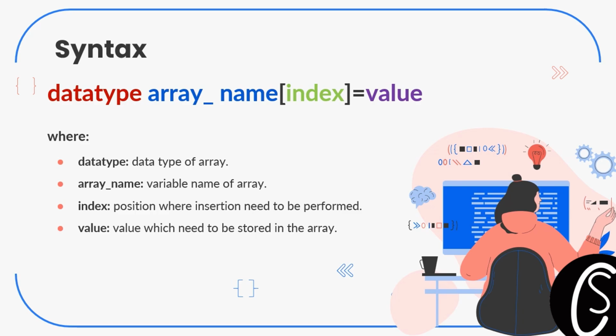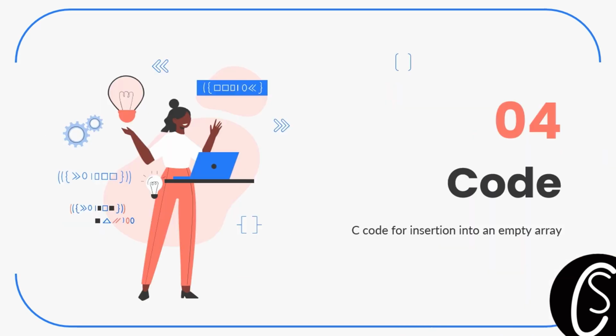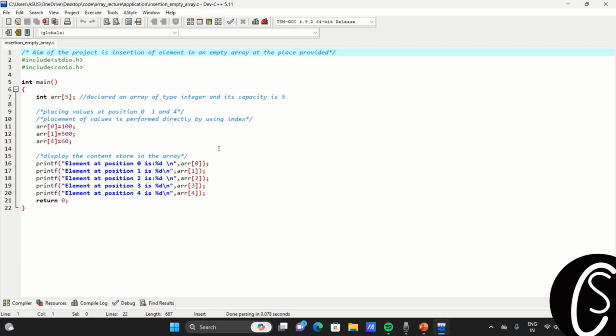Following this is the index, always a positive number, indicating the position where the value is to be placed. It's crucial to ensure that the index value does not exceed the capacity or size declared for the array. Using the assignment operator, we can then store a value from the right-hand side, ensuring it matches the same data type declared for the array. Let's look at an example to insert an element in an empty array.